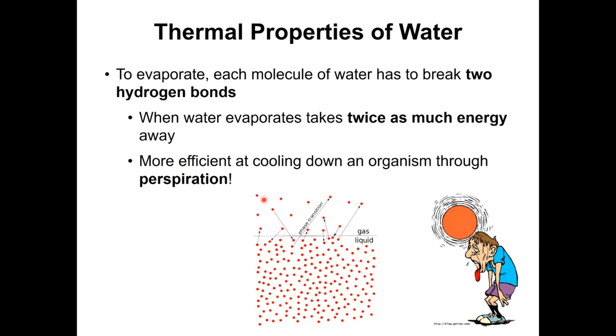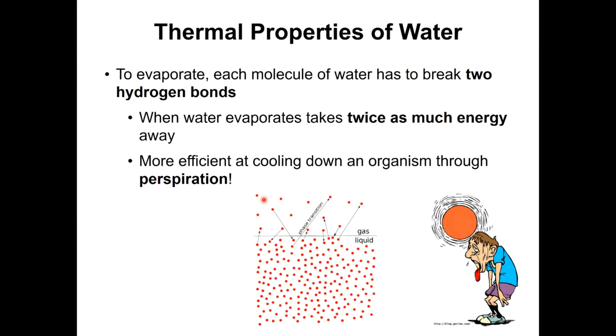Now, when it gets hotter, you would have more water evaporating, right? You start producing more and more sweat, and more water as a consequence evaporating. Now, because of the two hydrogen bonds, each molecule that now leaves your skin is actually taking twice as much energy as a molecule bound by a single hydrogen bond would take. So water is very efficient at taking energy away through perspiration from your own body.